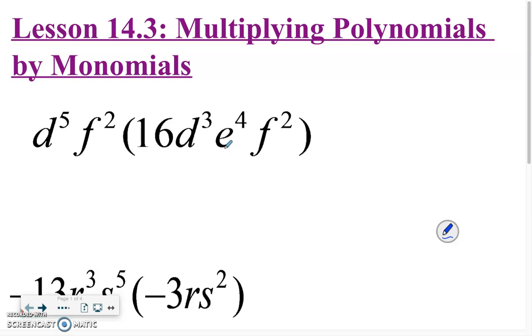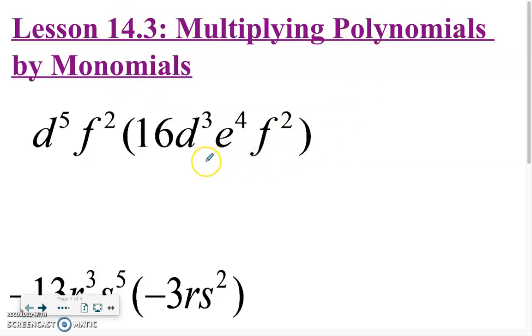You may want to grab some paper and pencil and jot down these examples just like you would do on a normal class day. And of course, this is recorded so you can pause the video if I am going too quickly for you. So what we're going to be doing in lesson 14.3 is working on multiplying polynomials.